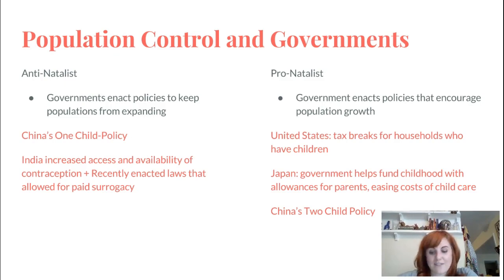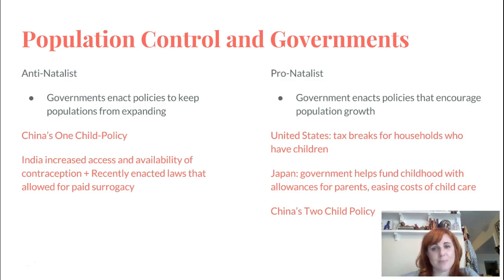On the other hand, if you have a low population or a population that is decreasing really rapidly, like Japan's, for example, Russia is actually also in the same boat, then your government might enact a pro-natalist policy. That would be to encourage couples to have more babies. So here's a couple of examples.